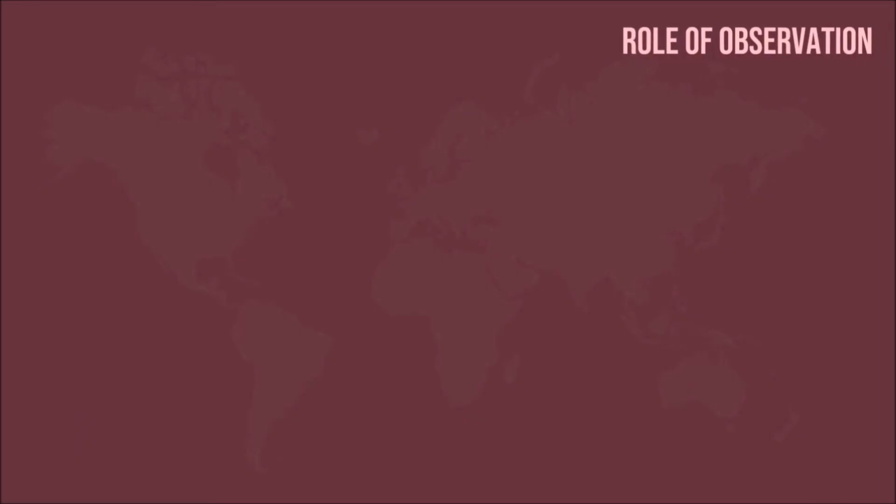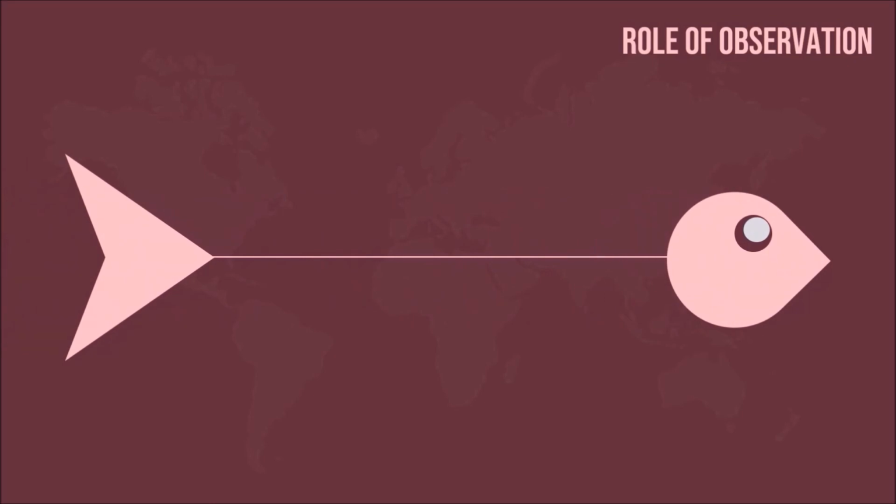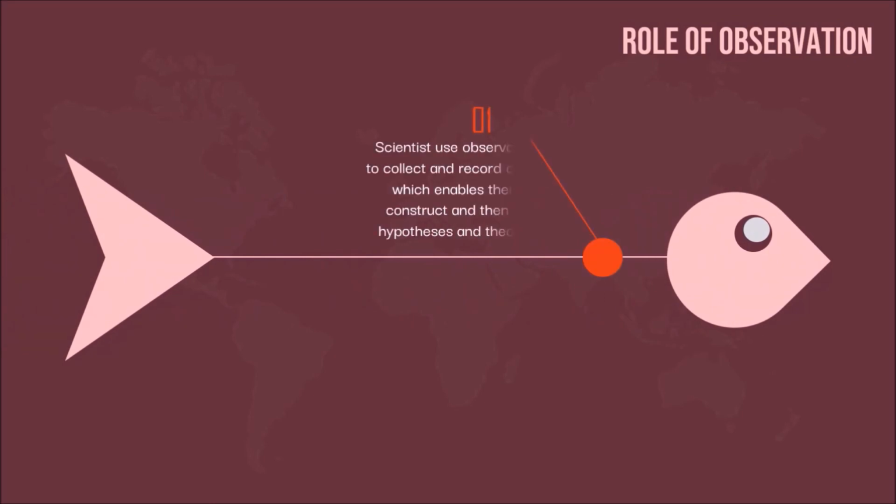The role of observation. Observation is essential in science. Scientists use observation to collect and record data, which enables them to construct and then test hypotheses and theories. In order to proceed in doing any investigation or research, observation needs to be done. In this process, they will have to collect and record the data. Next, it is also used to test predictions on experiments. By observation, we can also predict the result of an experiment.